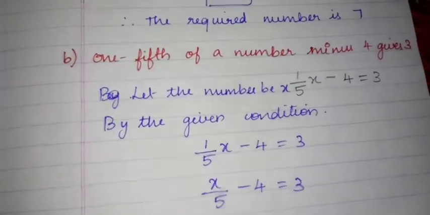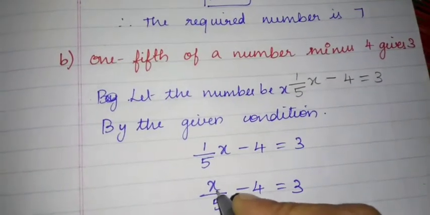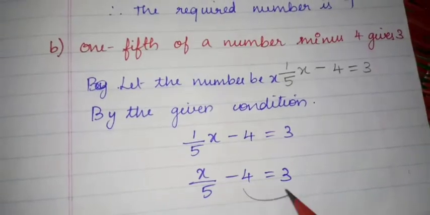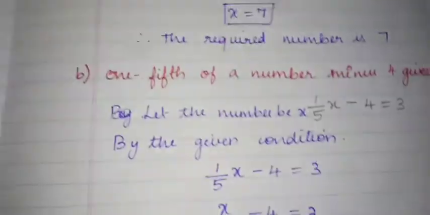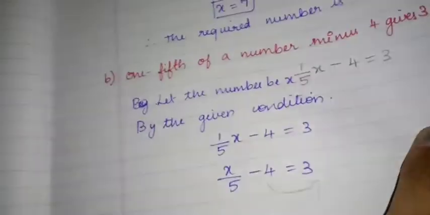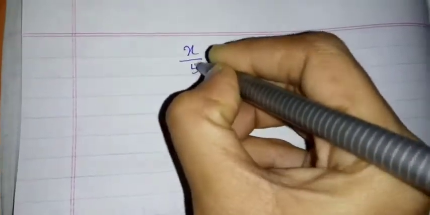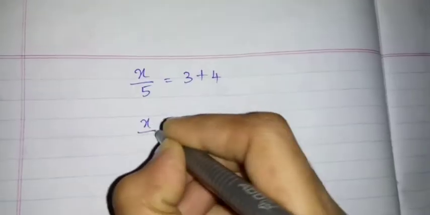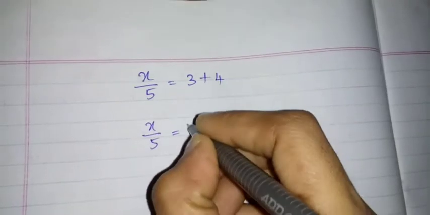Okay, now what I am going to do is I want to find only the value of x. So I am bringing this 4 to the other side, because I want only the value of x. So in the next page I am going to write it. x by 5 is equal to 3 plus 4. Now x by 5 is equal to 3 plus 4, which is 7.